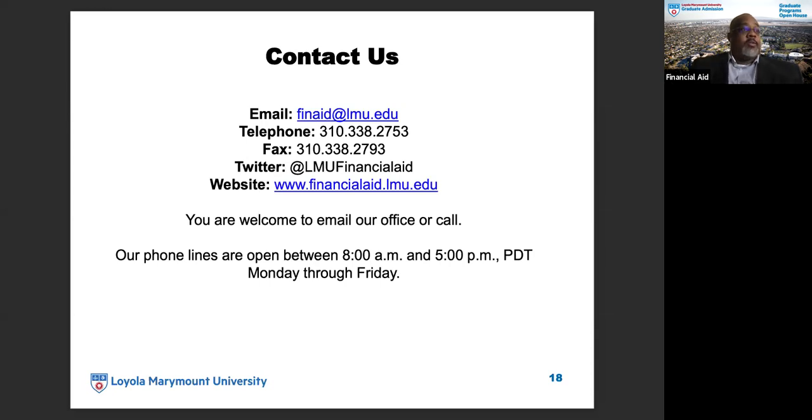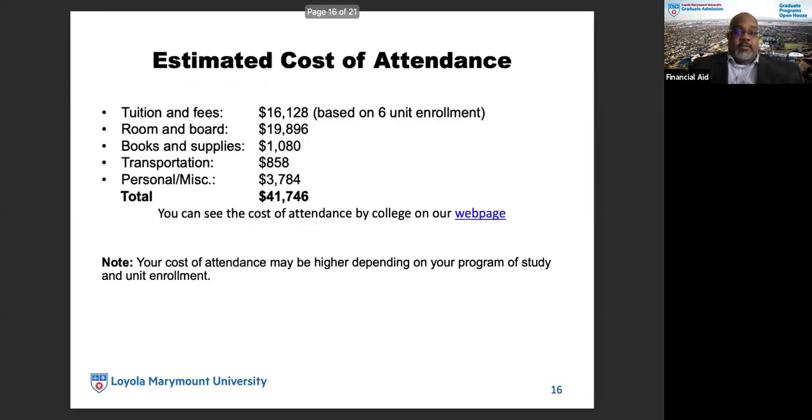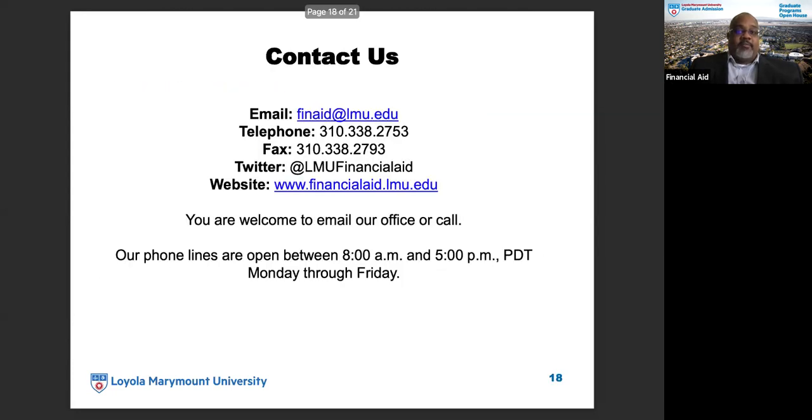So first, what was the website to look for the cost of attendance? I will backtrack the information. It's available at financialaid.lmu.edu. There's a tab at the top to click for aid info, and then you would click for graduate students, and then you will see a page that has all of the information that I mentioned during this presentation, including the cost of attendance and the breakdown by college. So you can find that information on that page.